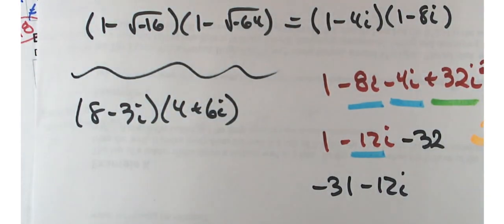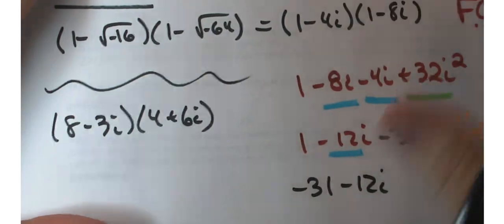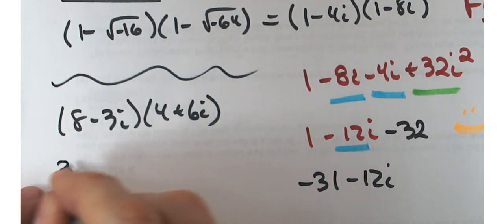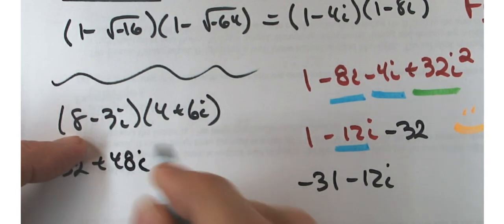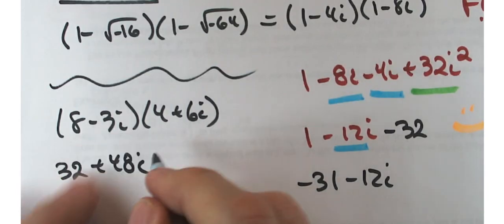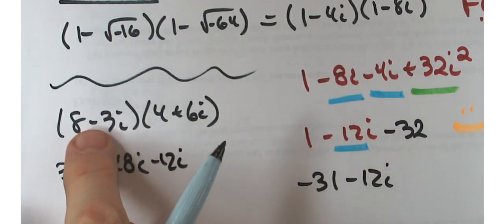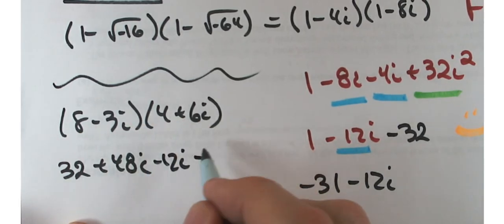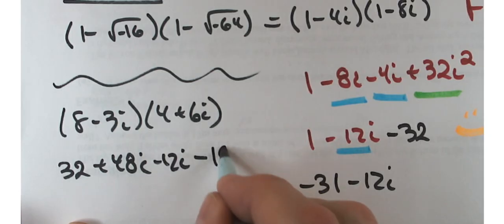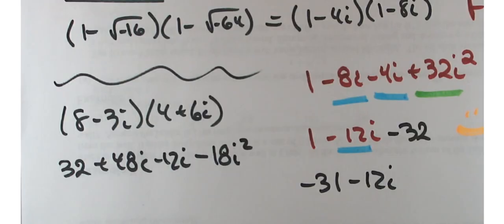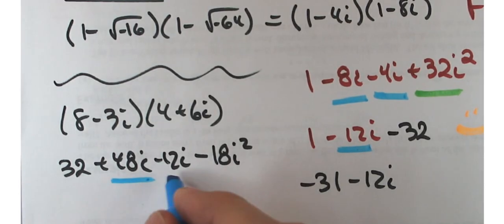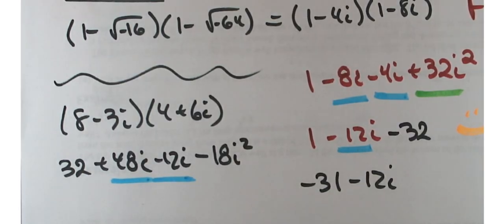Okay, same kind of deal as last time. First terms gives you 32, plus 48i, minus 12i. And then a minus times a plus gives you a minus. 3 times 6 gives you 18, i times i gives you i squared. Now there's a lot of simplification we can do here. It starts with these middle two terms. Those can combine. That's going to give me a 36i.